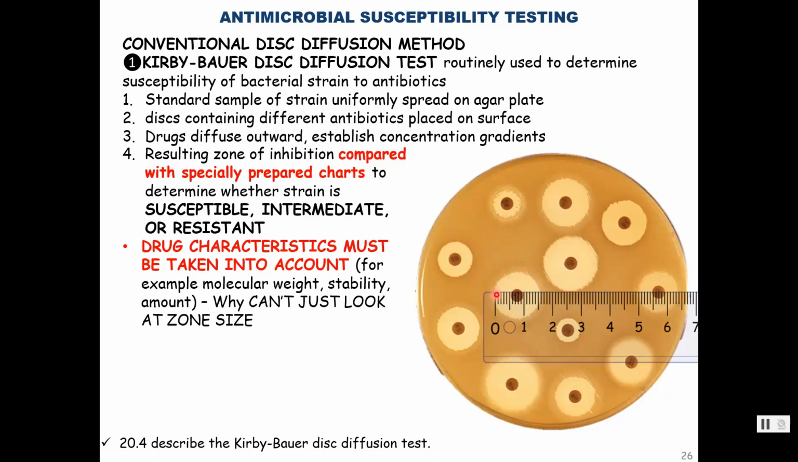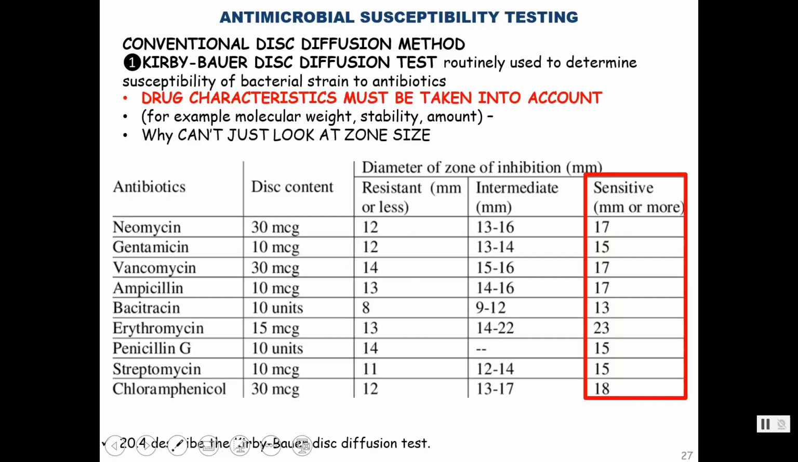And so you would measure the diameter of the zone, and you would have to compare it to a particular chart, because you have to think these are different size molecules and they're diffusing. So there is a chart. You can't just go, oh, well, this circle is bigger than this one, so you can't automatically say that this would be a better drug of choice. And so like I said, you have to look at a chart, so it takes into account molecular weight, stability, and amount.